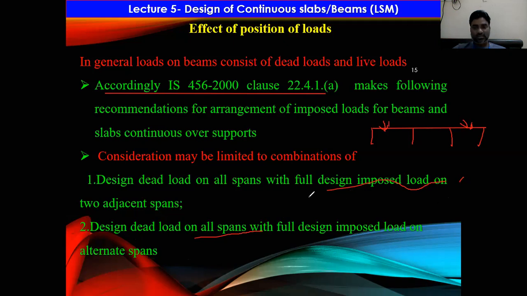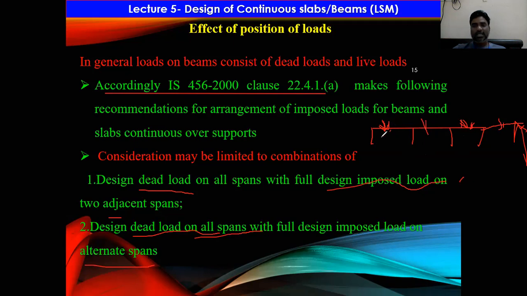Design imposed load on two adjacent spans. And here, dead load on all spans, design imposed load on two adjacent spans. Here, dead load on all spans with full design imposed load on alternate spans. That means if you have more spans, then dead load is on all spans and live load here, live load here, like this. Next one is live load plus dead load here, live load plus dead load here.